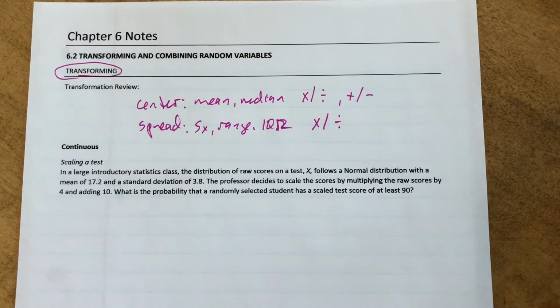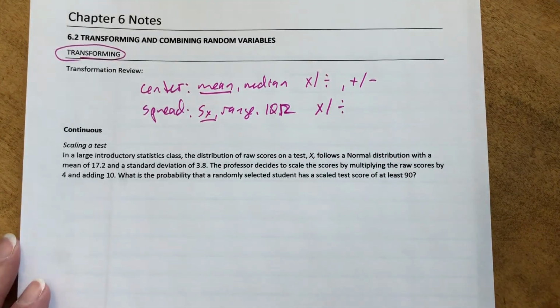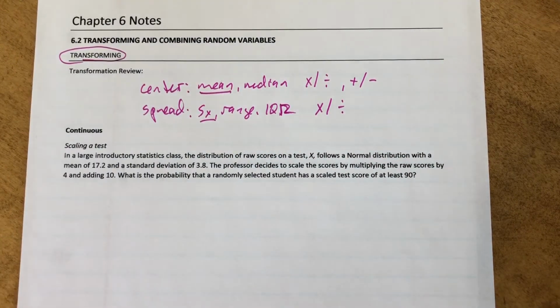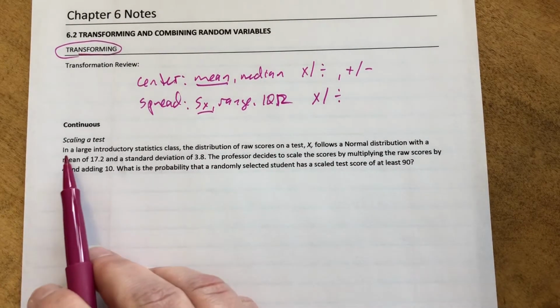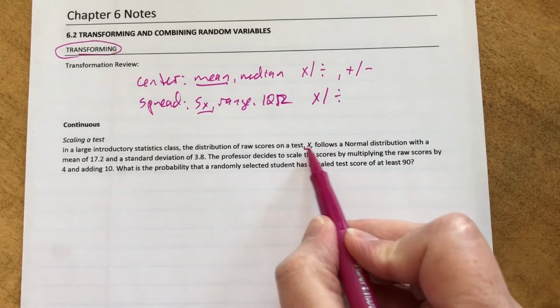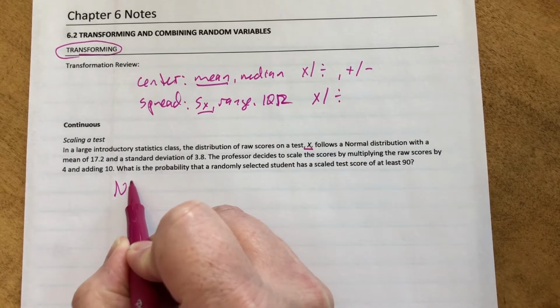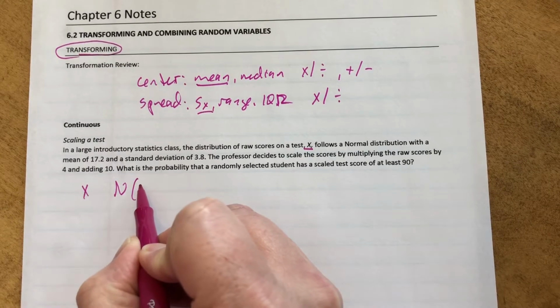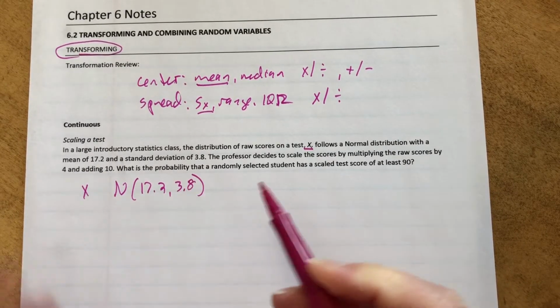Well, for random variables, we're only going to be really concerned with mean and standard deviation, but these same rules apply. So let's just look at this example. Again, I want to do a continuous and a discrete example, and again, continuous is usually a normal curve. So again, nothing new. In a large introductory statistics class, the distribution of raw scores on a test X follows a normal distribution with a mean of 17.2 and a standard deviation of 3.8. So these are test scores.